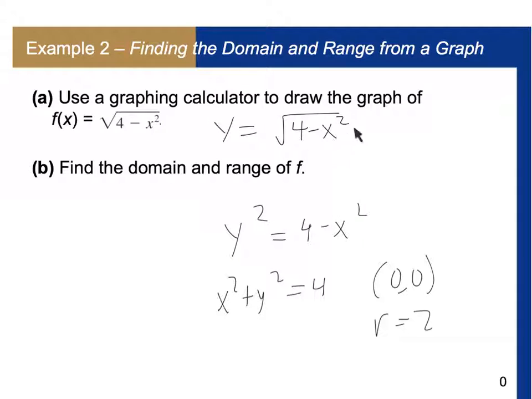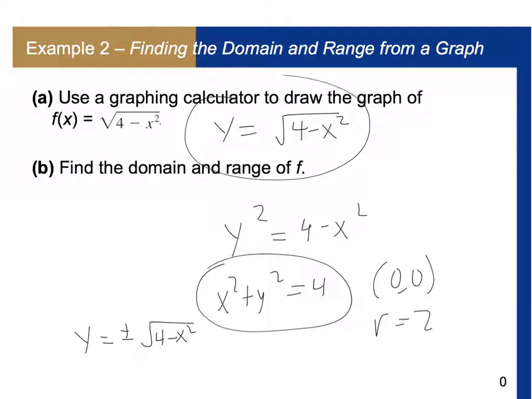But this is not the full circle, okay? This is only half the circle. This is the positive part of the circle. Because if I went back with this equation here and solved for y, I would get y equals plus or minus the square root of 4 minus x squared. So this equation is half the circle, okay?